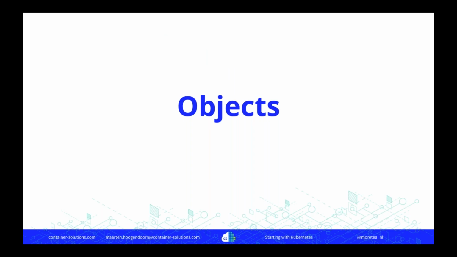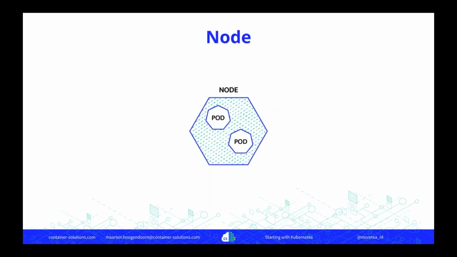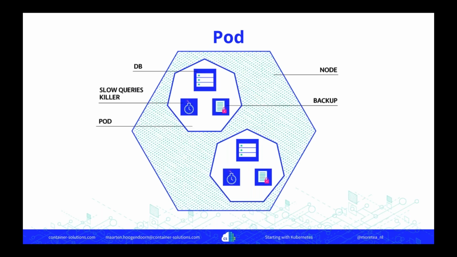I was speaking about the pod. That's the basic object in Kubernetes. There are a few other objects that I would like to talk about. The first one is the node. The node is a physical machine in your basement or a VM in the cloud on which you can schedule the pods. Inside a pod, you can have one or more containers.